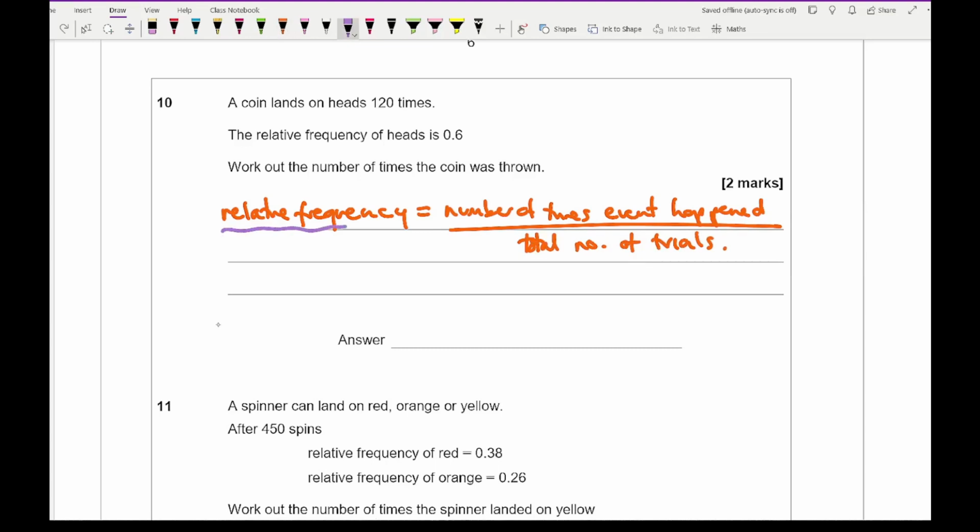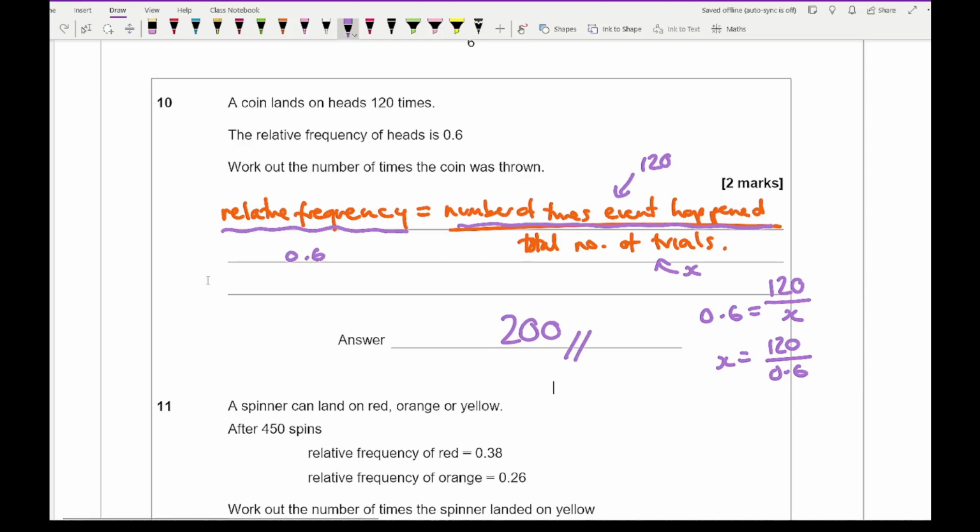That's the general formula for relative frequency. Now, this number I know is 0.6, and this number I know, which is 120. So if I just call this x, what I know is that 0.6 equals 120 over x. So x equals 120 divided by 0.6, and that gives me an answer of 200. Another way of looking at it is knowing that 60% is 120, so then what's 100%? In which you should get the same answer of 200.